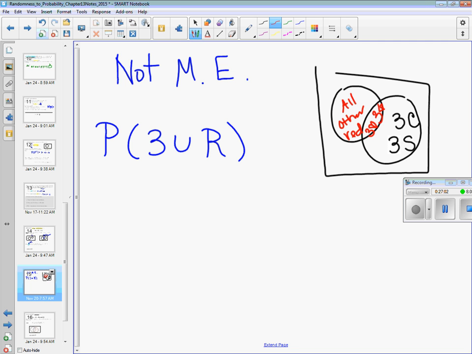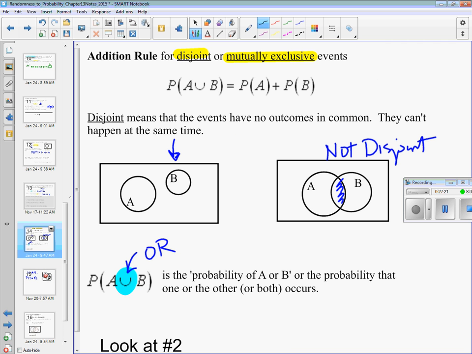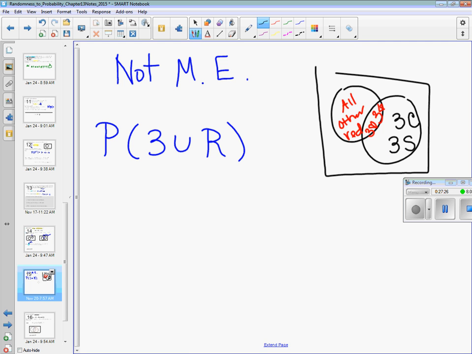How do I find this probability? Well, if you look at your formula sheet, if you have it handy, you want to get it out, there is a formula that you're going to use. The word or intuitively means we're going to add the probabilities together. That's what we did before. We added them, right? Or means add. The problem is that if I just add both of them together, something special happens, and it's unfortunate.